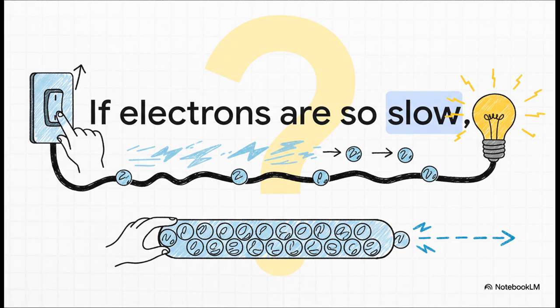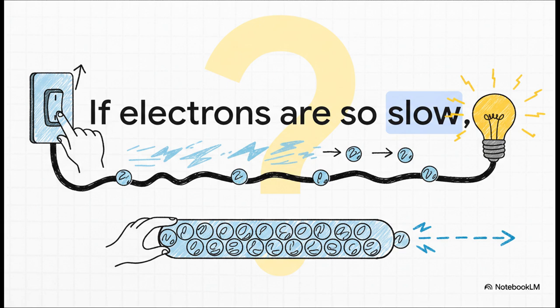If the individual electrons are just shuffling along at a snail's pace, how on earth can flipping a switch turn on a light all the way across the room instantly? The answer is that while the electrons themselves are slow, the electric field, the signal that tells them to start moving, travels through the wire at nearly the speed of light.